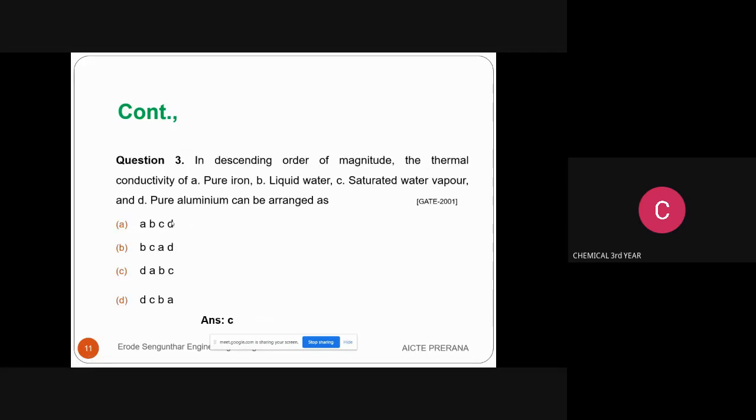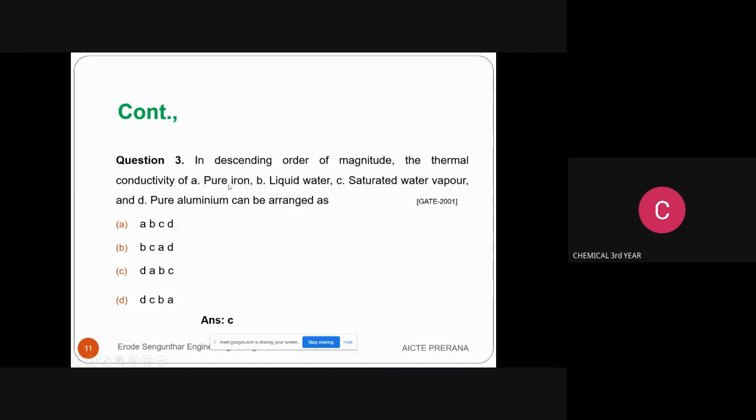In descending order of magnitude, we have to write the thermal conductivity of the materials. The first material they have given is pure iron, the second is liquid water, the third is saturated water vapor, and the fourth is pure aluminium. They are asking for descending order, so we have to think of this first. Thermal conductivity is the basic thing, and we are going to match this, right?